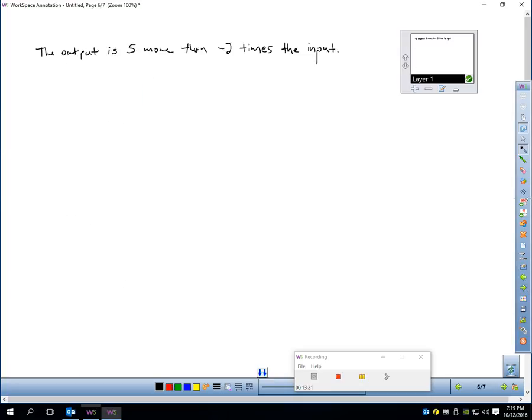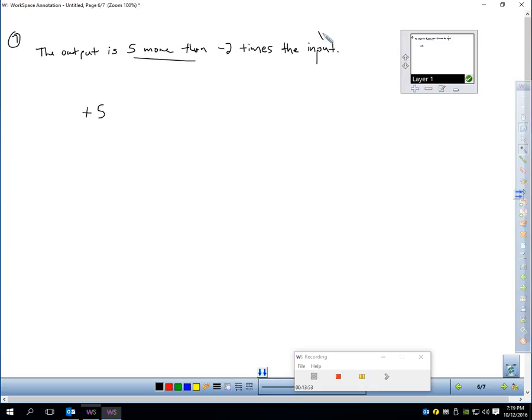You will have problems like, if you look at the bottom of page 42, number 7, they will ask you to solve these questions too. It says the output of a function is 5 more than negative 2 times the input. Find the input when the output is 11. So let's write that out. The output is 5 more than. So this is what that means. We are adding 5. 5 more than means add 5. To negative 2 times the input.